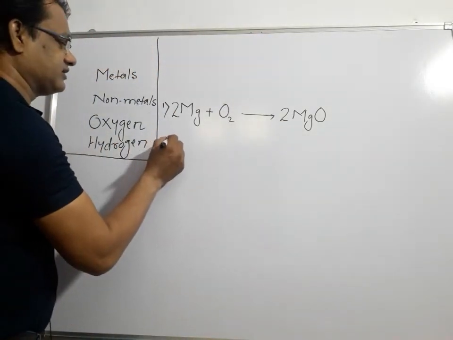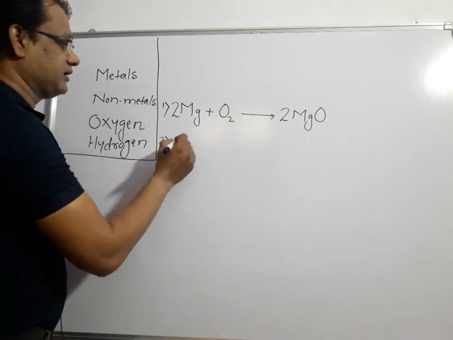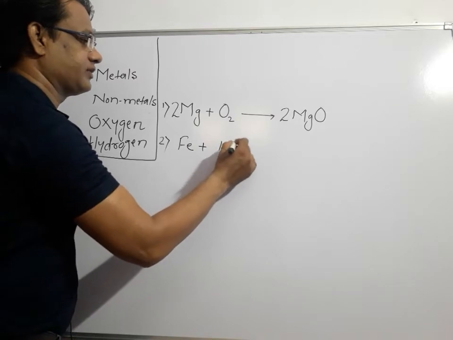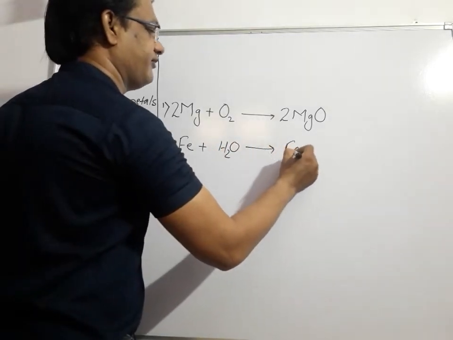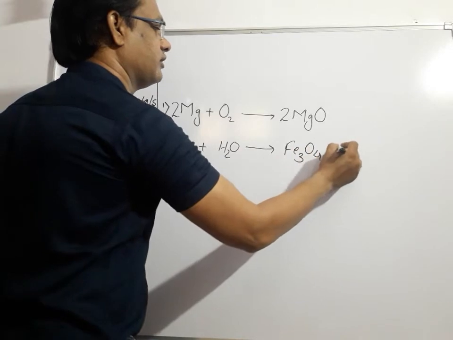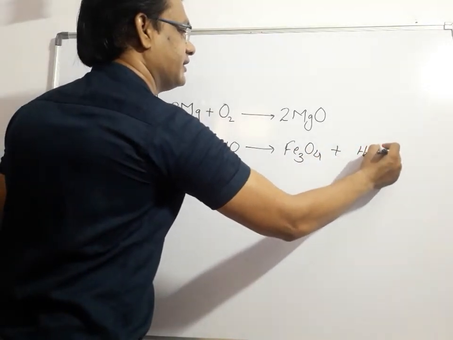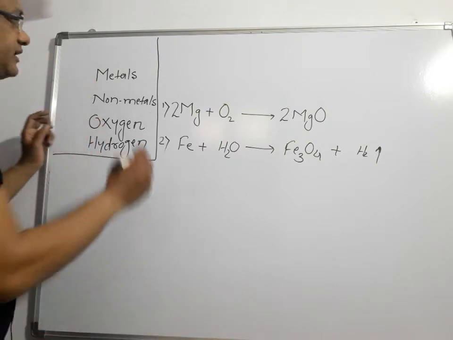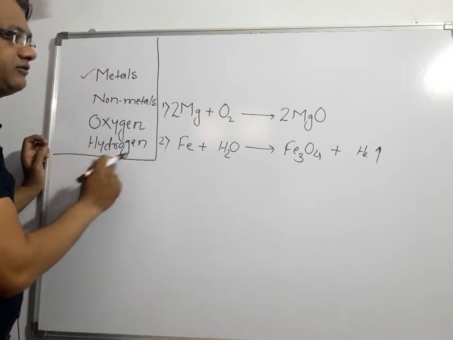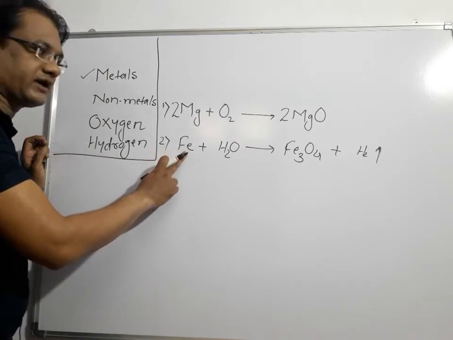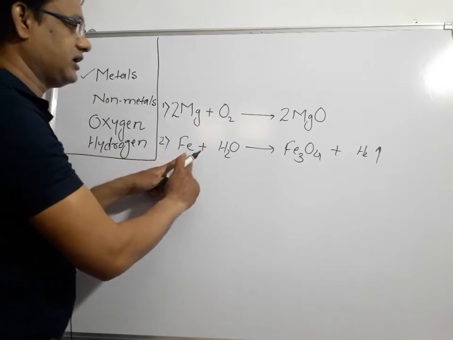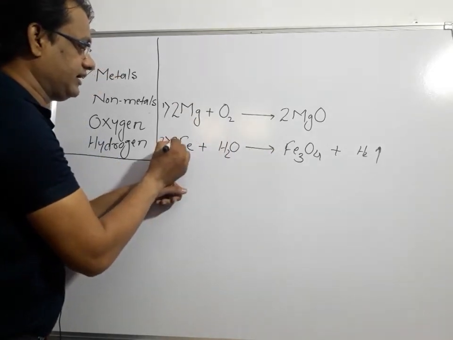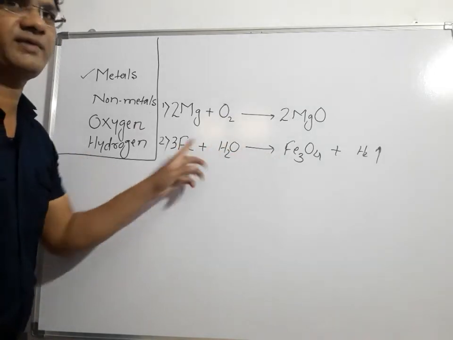Then the second equation we can take: when iron reacts with water, it forms Fe3O4, and hydrogen gas is liberated. Now we are going to balance this equation. What will we do? According to this trick, first we will select the metal. Which metal is there? Iron. Now we'll balance the iron. Here only one iron is there. Here 3 irons are there. So we'll put 3 in front of iron. Now the irons are balanced.